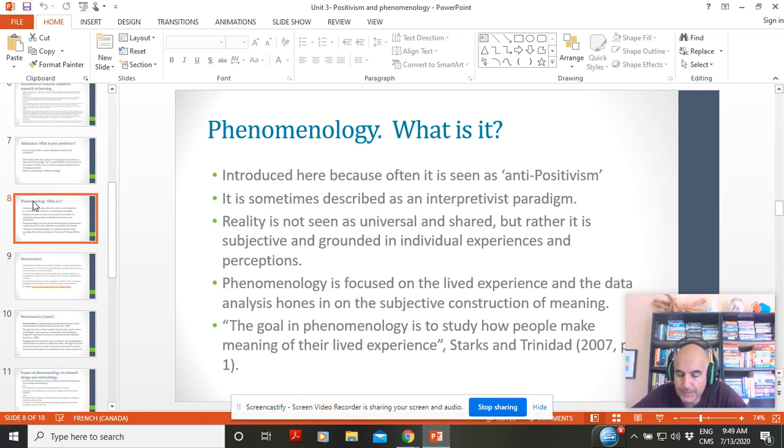So the basic premise of phenomenology is that reality is not seen as universal and shared, but rather it's subjective and grounded in individual experiences and perceptions. Now, you might think this is a bit of a shock. A lot of students often feel a bit pushed back by that. What do you mean there's not one reality? Well, obviously, phenomenologists are not arguing that if you're an engineer building a bridge, there is not one reality that is universal in terms of the principles of physics. They're not contesting the pertinence of talking about one universal reality when we talk about physical terms or natural sciences. But they're saying that when it comes to social sciences, that term is not as relevant.